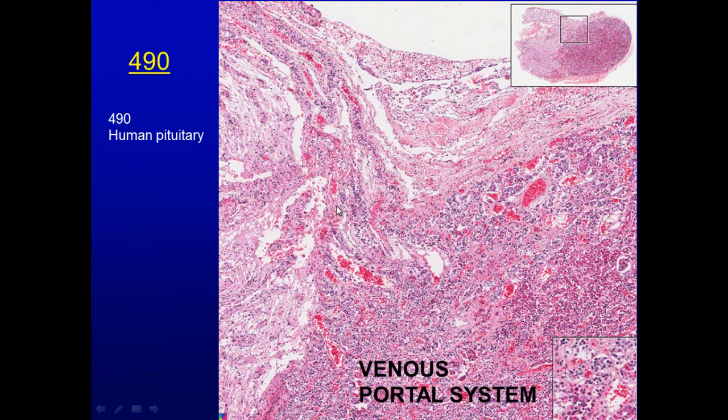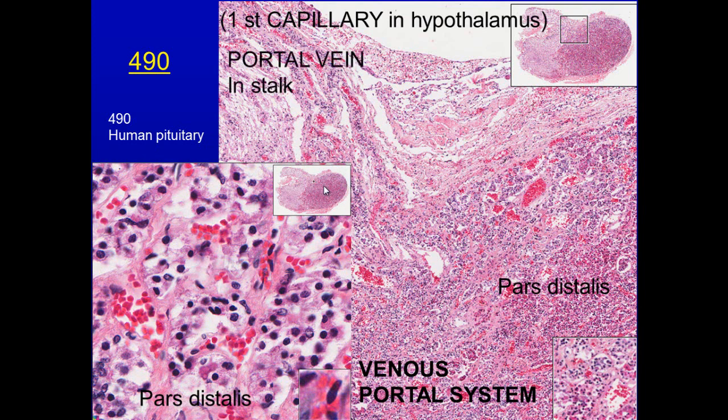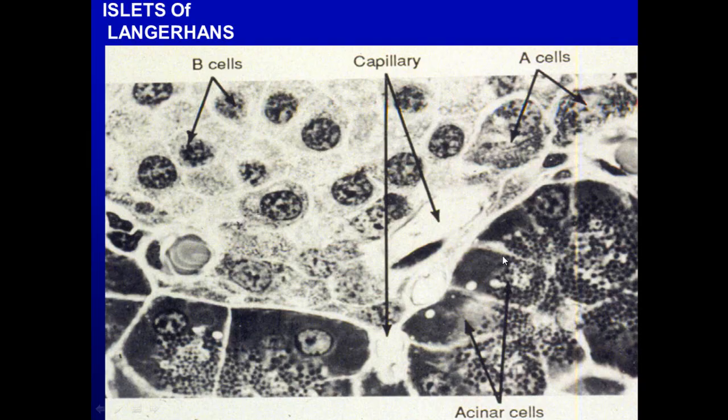So modified blood composition up here locally, and benefit of that local change in composition there. Here we see the venous plexus picking up those hormones right in this area, and then the pars distalis, you see the rich vasculature for it to be able to affect the eosinophils and basophils. The first capillary network is up here, and then the second capillary network is in the pars distalis.